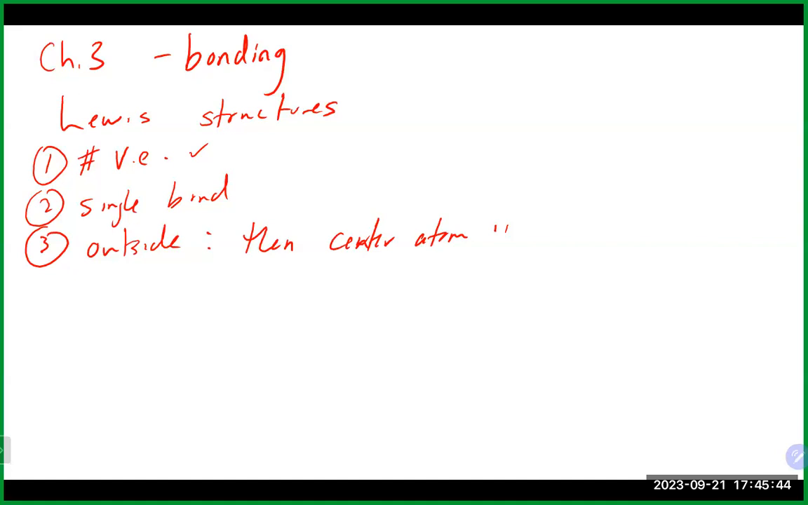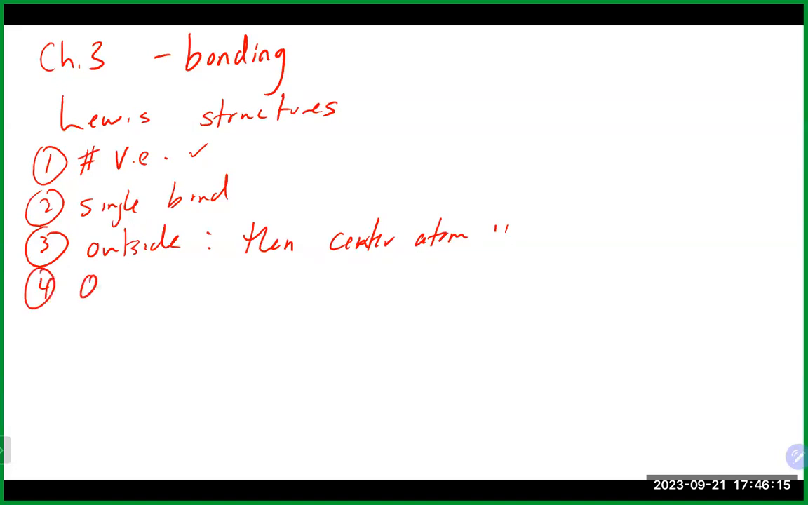Remember also that to help you decide what should go in the center, the least electronegative atom is typically the one that occupies the center position. Obviously, fluorine, which is the most electronegative atom, will not be in the center. And obviously, hydrogen, which can only have two electrons, should never find itself in the center either. At that point, if you have distributed all your electrons and everybody has eight except for hydrogen that has two, then you should have a good Lewis structure.